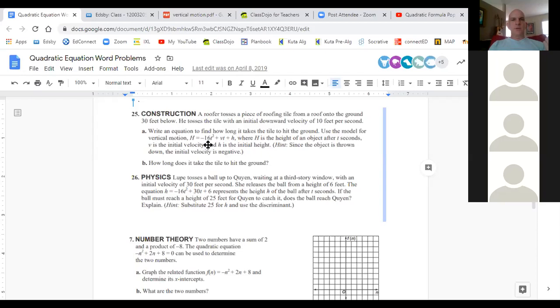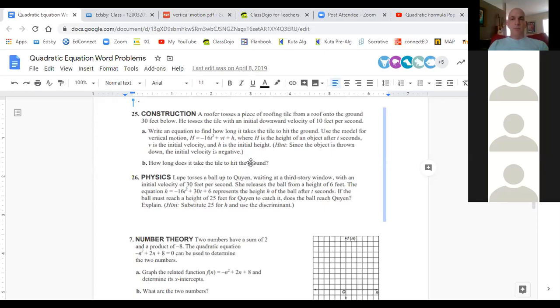So for this, you're going to replace your initial velocity and your height. Okay, the height being how far he is off the ground. And so they want you to write that equation. Then they want you to find out how long it takes the tile to hit the ground. So similar to the problem in number 2, right? This is part A, this is part B, where they want you to know how long it takes to hit the ground.